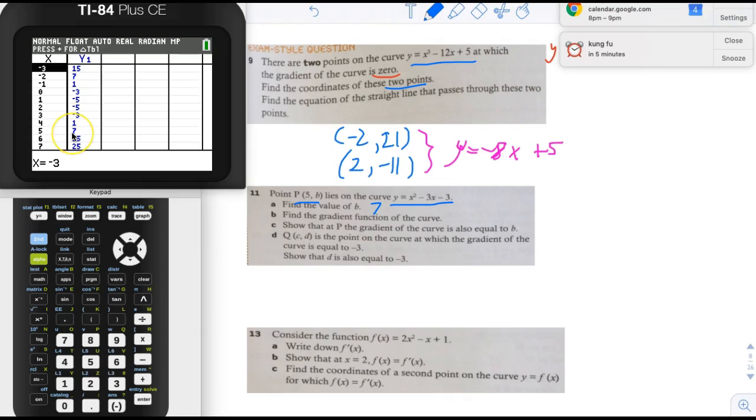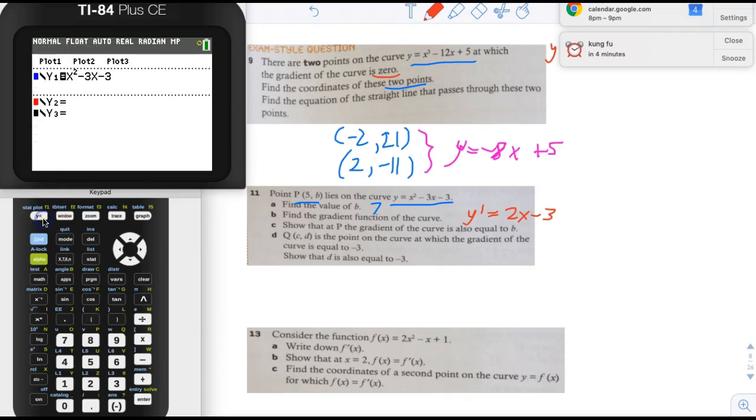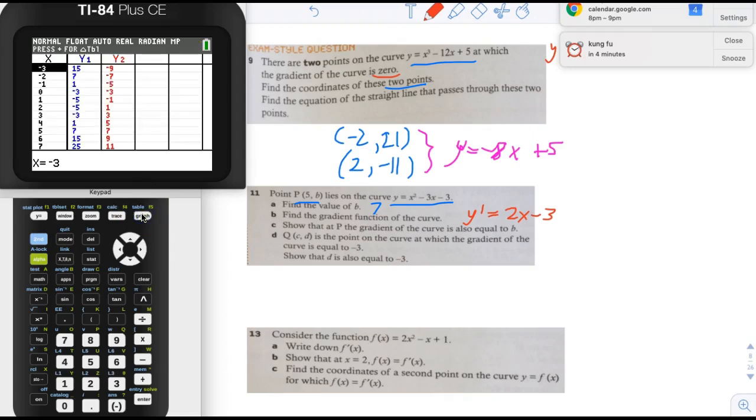Okay. Now it says to find the gradient function of the curve, we need to take the derivative. So the derivative of that would be y dash equals 2x minus 3. So the red function is going to be 2x minus 3. And then we're going to look at the table. Then it's going to ask us to show that at P, the gradient of the curve is also equal to b. We know that at point P, it's 5, 7, right? So let's go down to 5, 7 in blue. And we can see that by coincidence, the slope at that point is red 7. So yeah, it is 7.